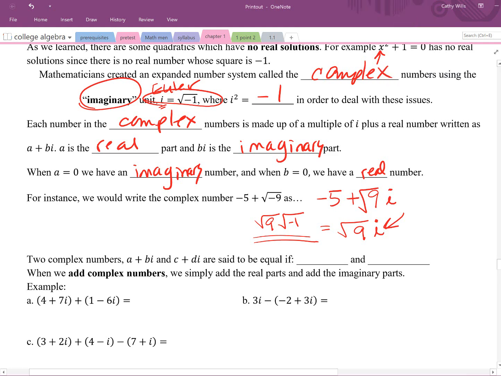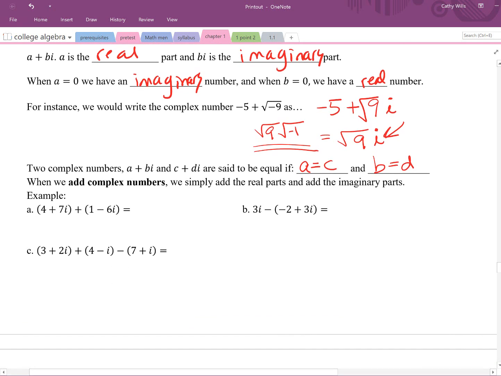Two complex numbers, a plus bi and c plus di, are said to be equal if a equals c and b equals d. So it's pretty obvious. Two complex numbers are equal if they have the exact same coefficients, the exact same real part and the exact same imaginary part. I'm just giving you the information about our complex numbers, explaining how they work. We know how real numbers work. Now we're going to talk about how complex numbers work.